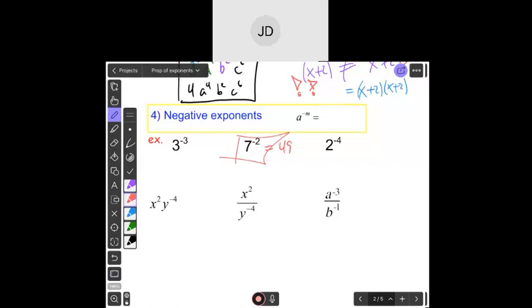We have a negative exponent now. What's it going to do to our problem? You guys think it's positive? You guys aren't doing what I think you should. Who thinks it's going to be negative 49? If 7 squared is 49, why wouldn't 7 to the negative 2 be negative 49?